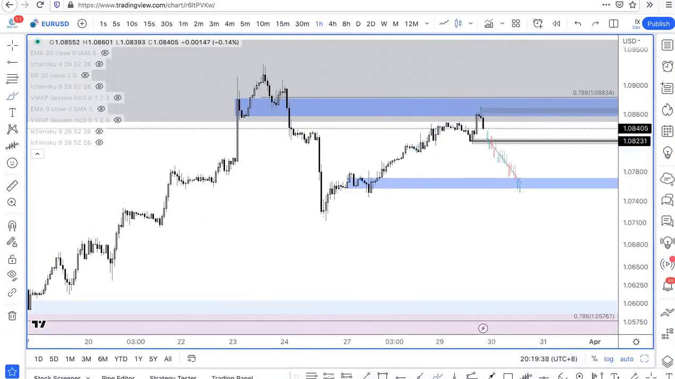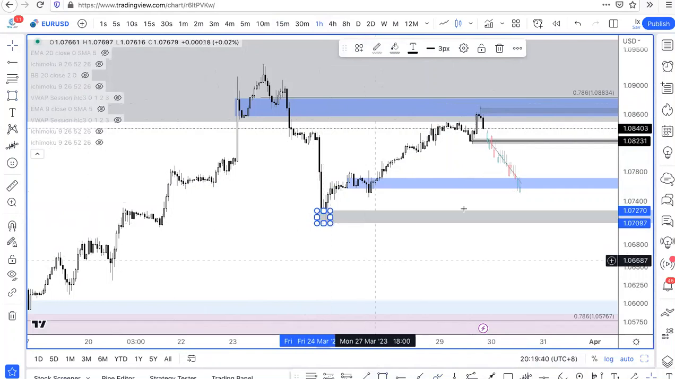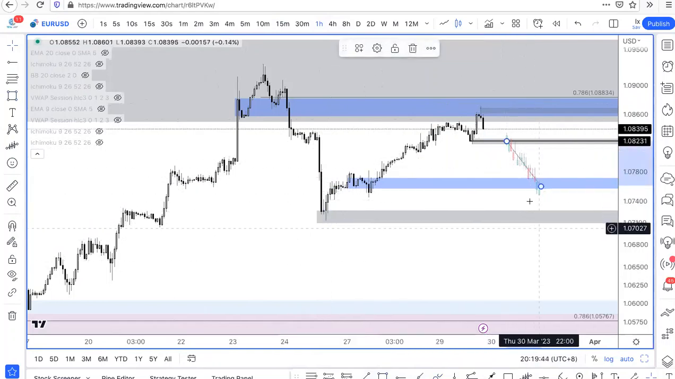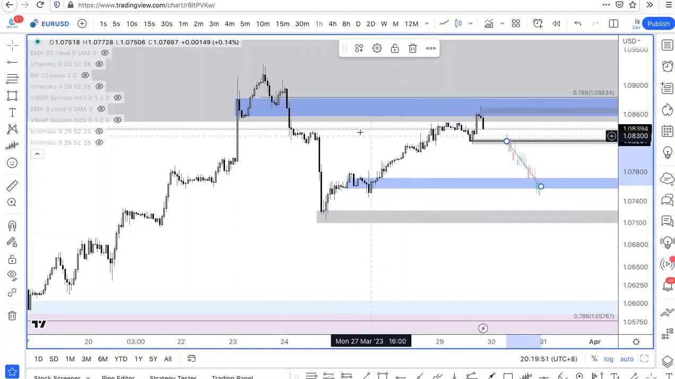And the next support area would be this area here. So the low. Okay, so this is the downside confirmation, right? If we do see a bigger push down, then this is the area for us to watch. Okay, so this is the picture for me on euro dollar, right?